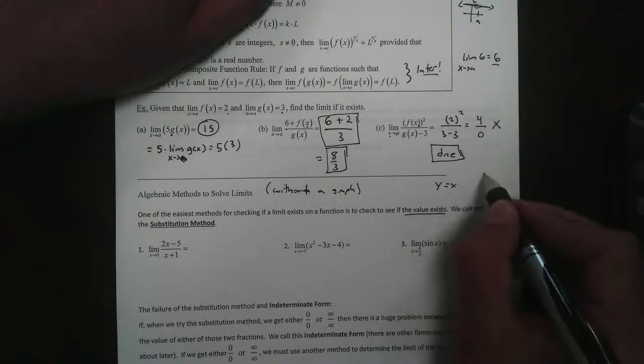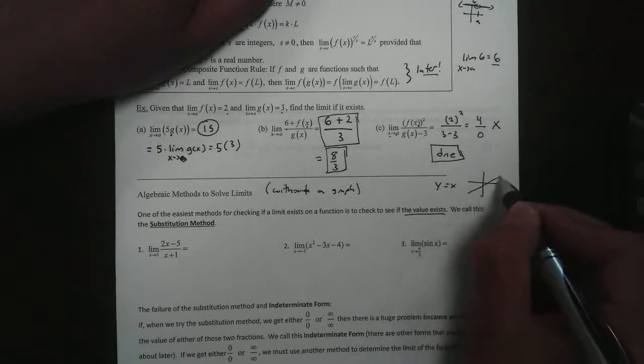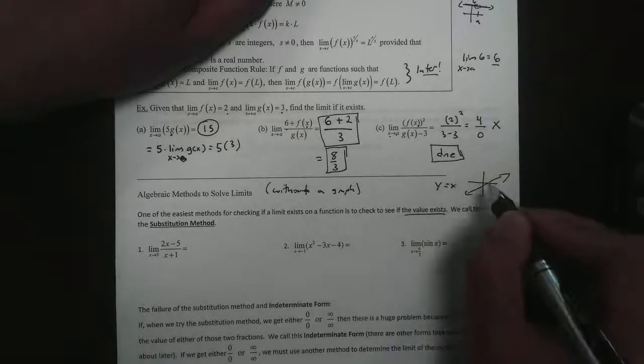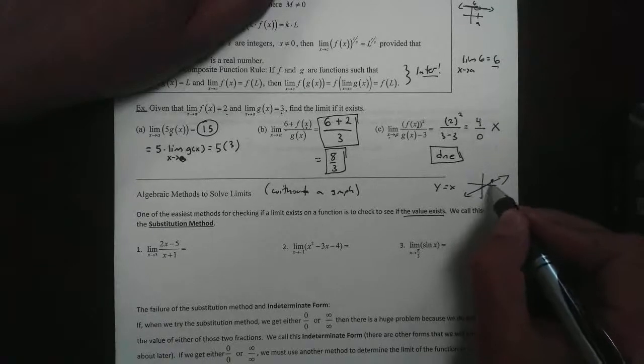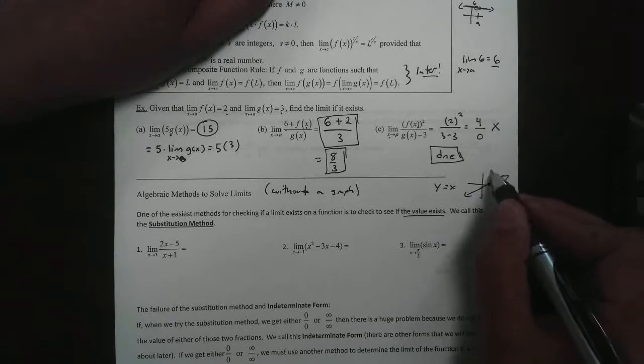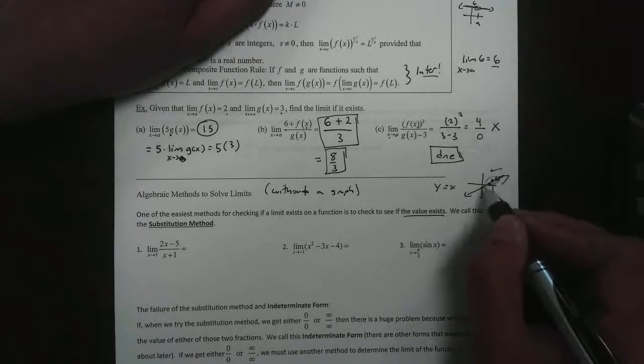If I have like y equals x, if I graph that function, notice at x equals 3, does the value exist? Yes. Does the limit exist? Am I approaching the number from the left and the right? Yes. So the limit and the value are the same.